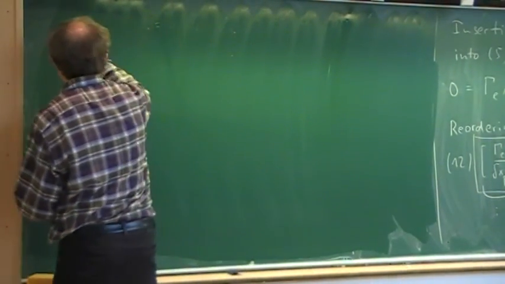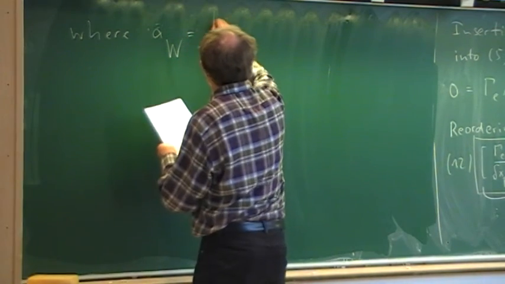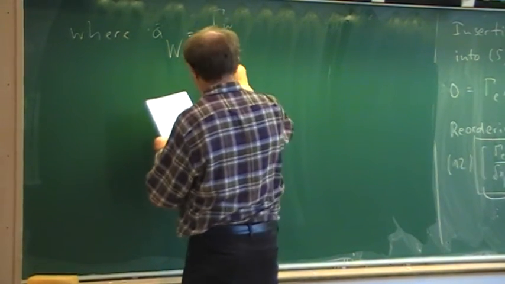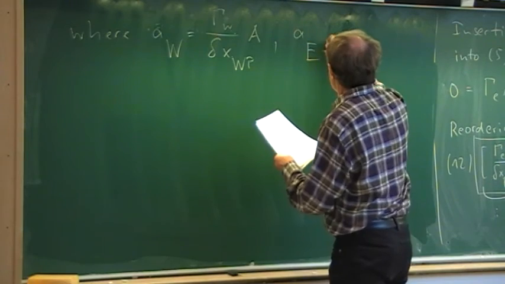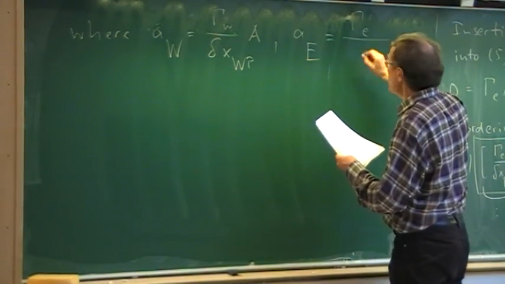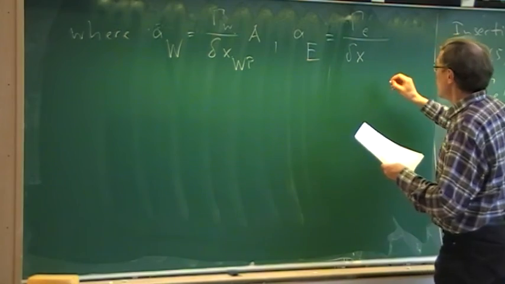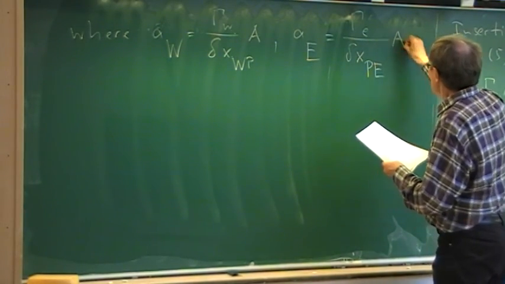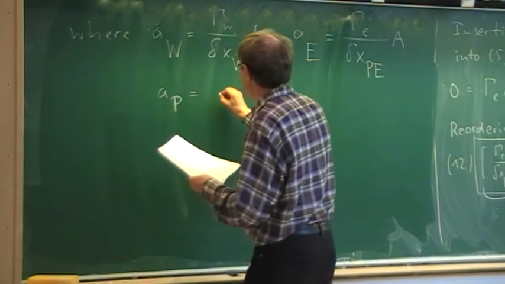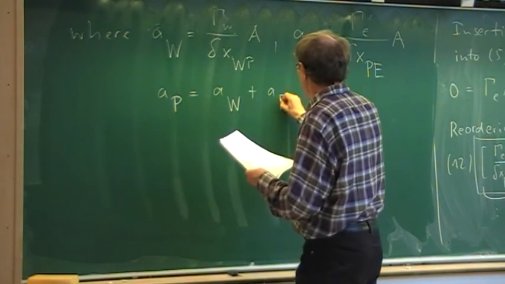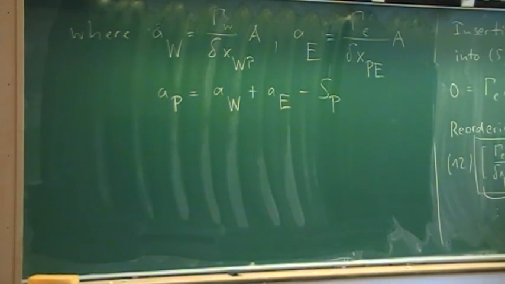So if we write now these coefficients, then we'll find that the capital AW, we have already done it, but we repeat it here for having them clearly identified. So the AE is the gamma E, so this is a lowercase w, lowercase e, distance between the nodes P and E times the area. And now the thing what I said was that the AP is built up by these. So it is AW plus AE minus the source term coefficient SP.